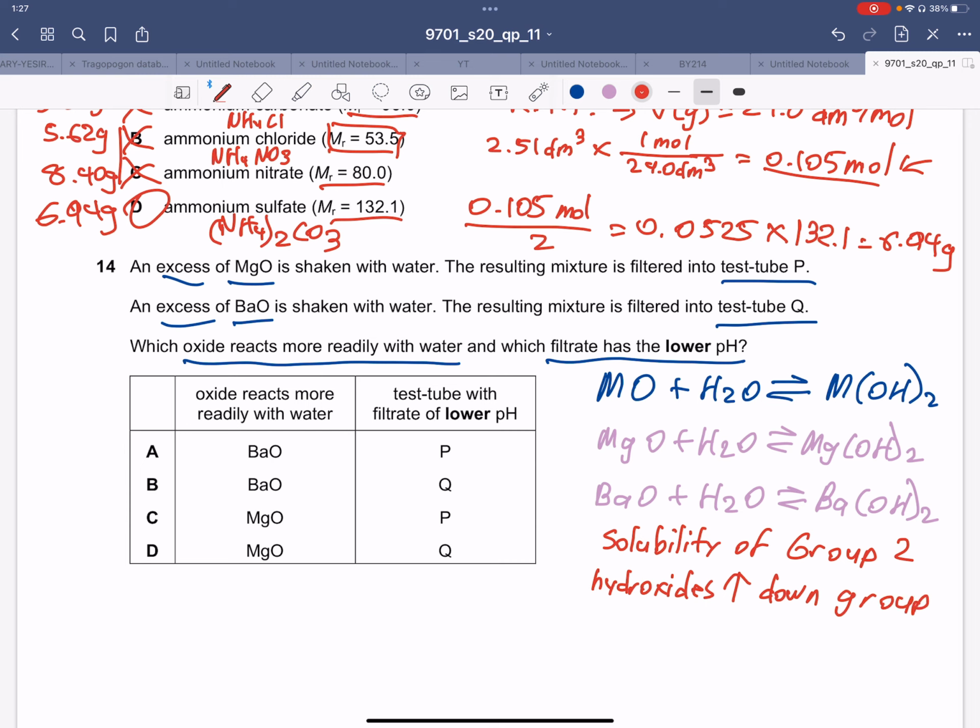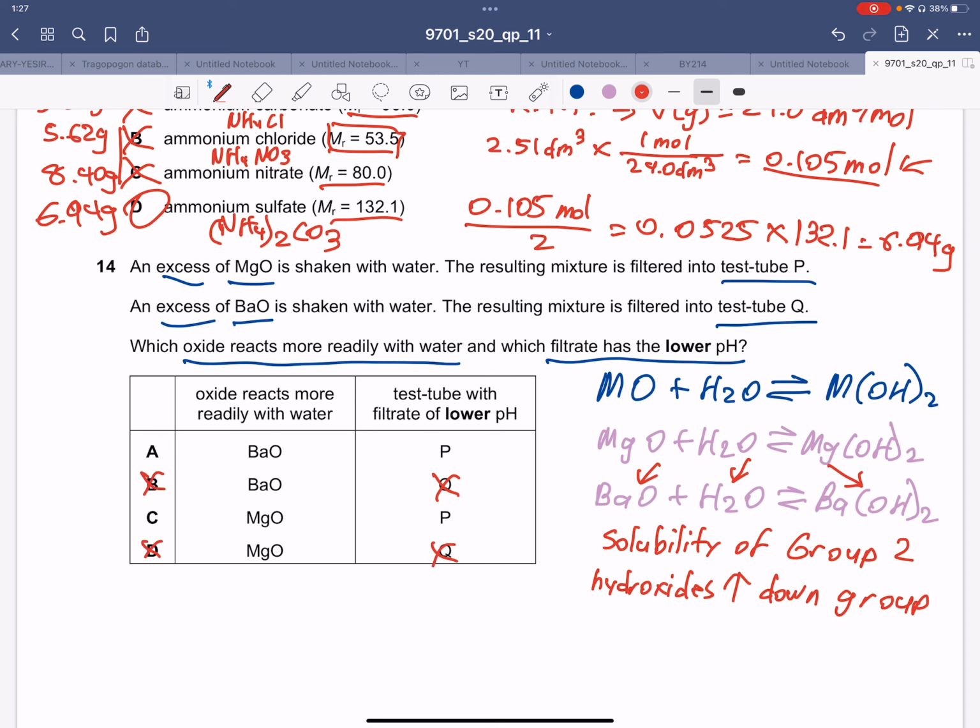What that means is that the barium oxide will react with the water and form barium hydroxide, and barium hydroxide will split into barium ions and hydroxide ions. The more hydroxide ions you have, the more basic the solution becomes. Therefore, that's the one that has the higher pH. That's a really easy way to memorize it. Since solubility goes up as you go down the group for group 2 hydroxides, there will be less magnesium hydroxide in the test tube, so you'll have a lower pH. So test tube Q is eliminated, and you can get rid of answer choices B and D.